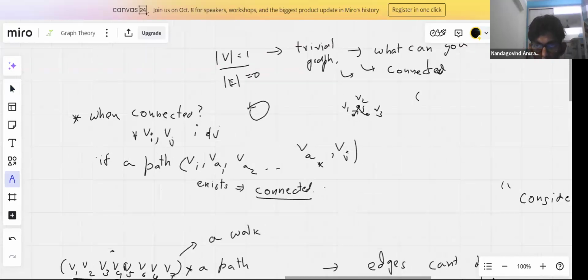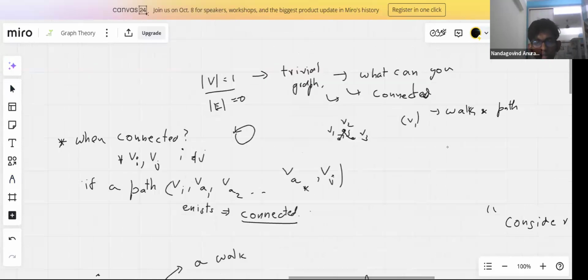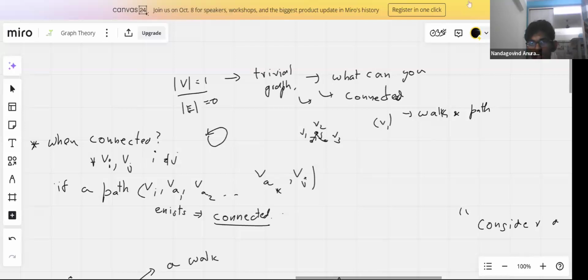There's the trivial path. There's no walk because a walk requires at least 2 points. There's no cycle. So, walk and path. That's all you can really say about a trivial graph. There's not a lot to do with the trivial graph, right? So that's all you have.